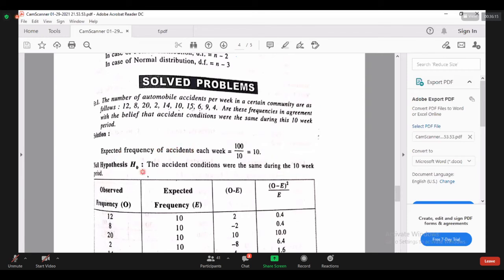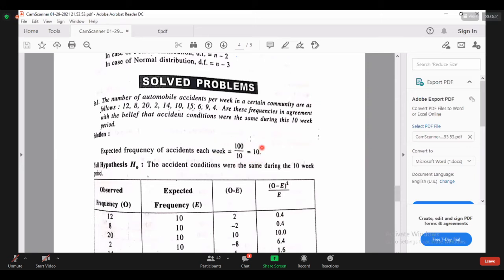Here, for finding expected frequencies, we have to add all frequencies. That is 100, divided by the number of weeks, 100 by 10. This is the expected frequency. The null hypothesis is that the accident conditions were the same during the 10-week period. These are the observed values. We are expecting the number of accidents per week to be 10.